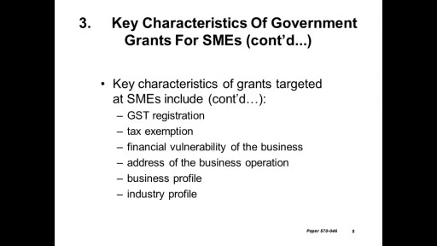We also want to know whether the business is registered with ABNs. It's very difficult to get a government grant for a small business. In fact, it's impossible unless the applicant is registered with an ABN and is also registered for GST. The financial vulnerability of the business is asked in virtually every grant application.